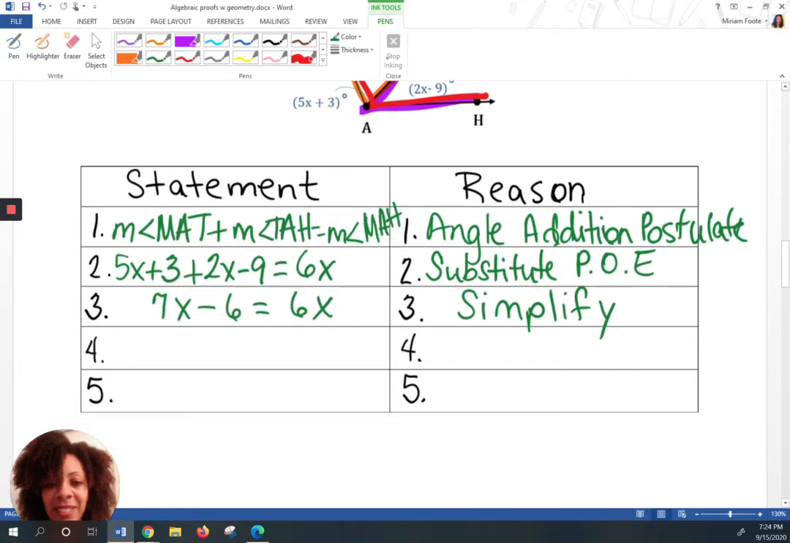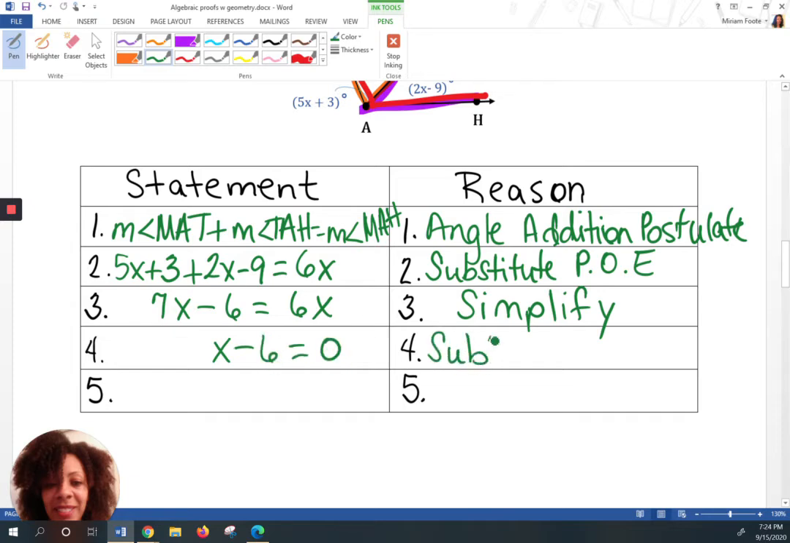At this point, now I want to get x by itself, so I am going to subtract 6x on both sides. So again, I don't have to show that. I can just show the result, which would be x minus 6 is set equal to 0. So what did I do? I did the subtraction property of equality. Okay, let's spell subtraction right.